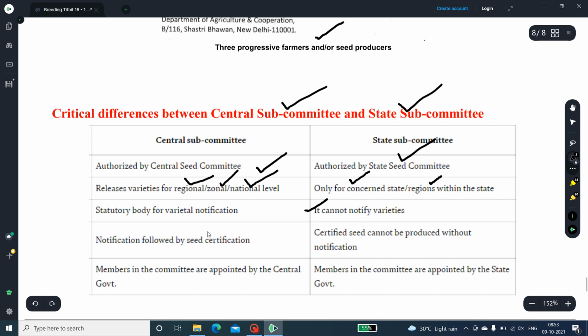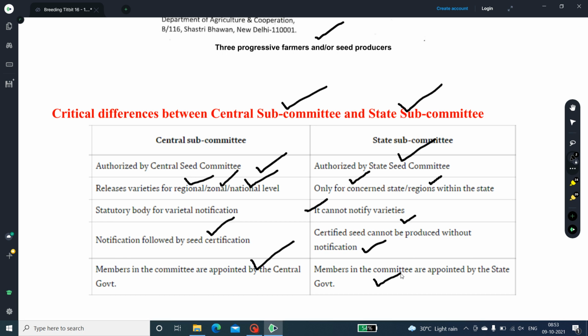Notification is followed by seed certification in the case of the Central Seed Subcommittee, but certified seed cannot be produced without notification in the case of the State Seed Subcommittee. The members in the committee are appointed by the central government in the case of the Central Seed Committee. Members in the committee are appointed by the state government of a particular state with respect to the State Seed Subcommittee.